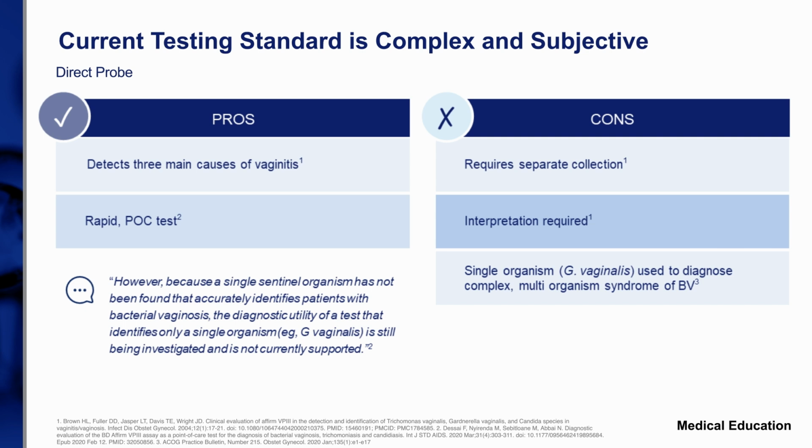Another limitation is that the assay detects only Gardnerella vaginalis and not other organisms. And we know that BV is a multi-organism syndrome, so detection of one single organism may not provide us with an accurate or complete picture of vaginitis in this patient.